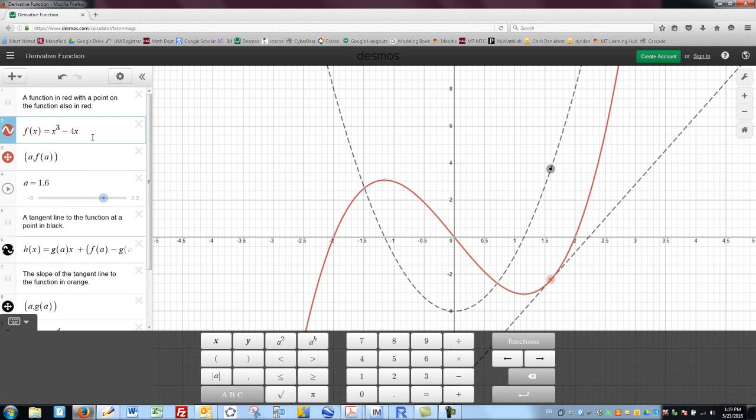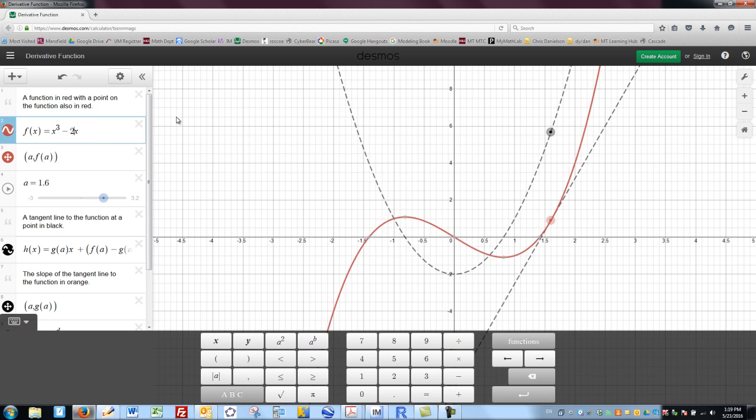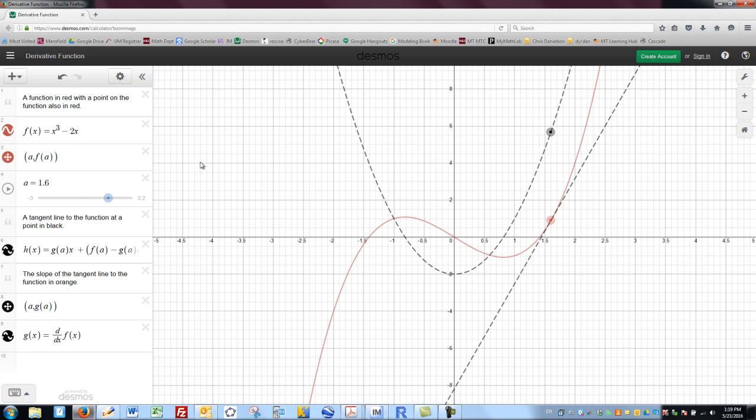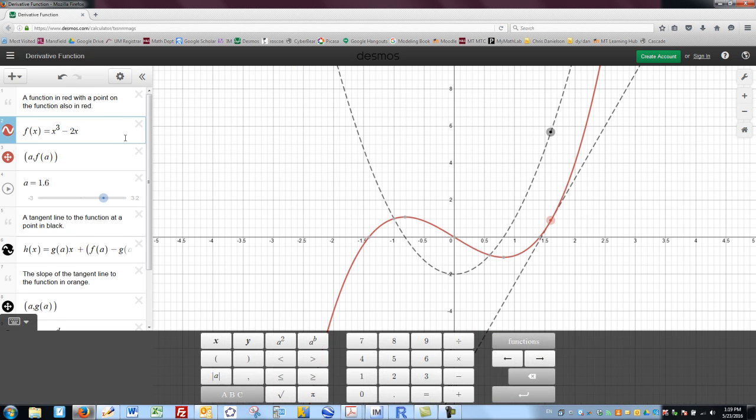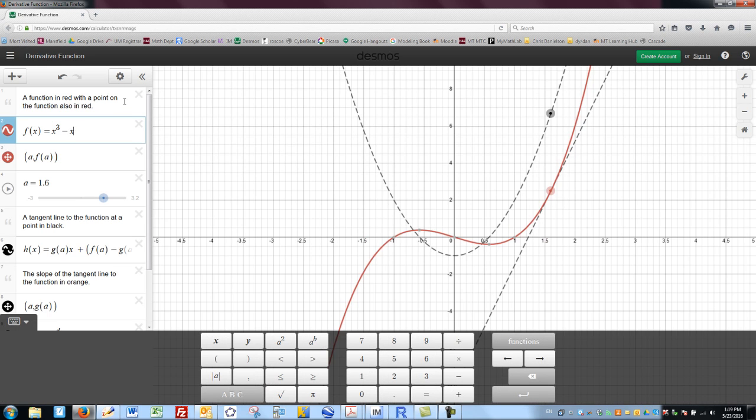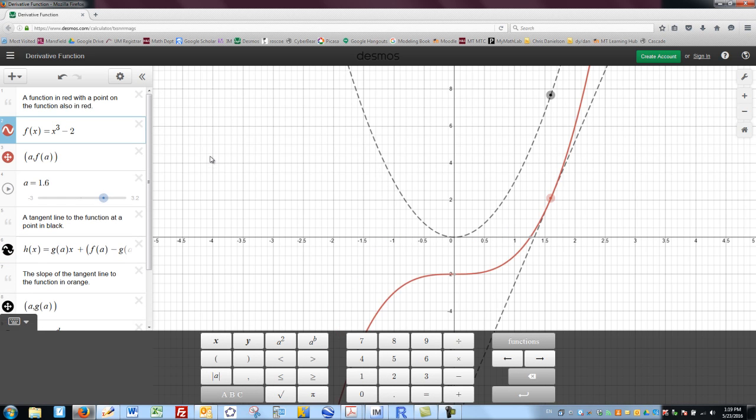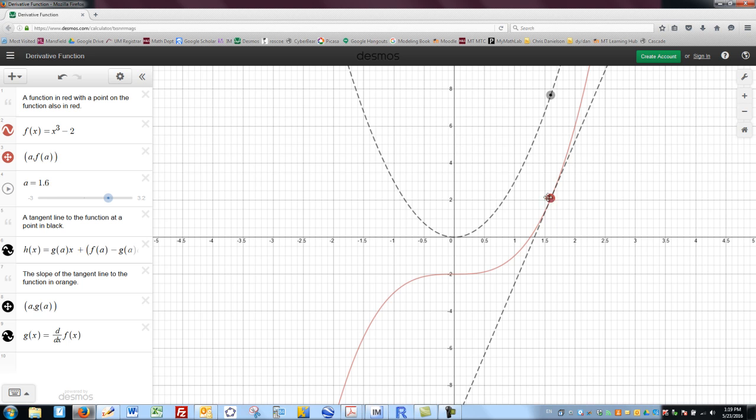I do want you to be aware that you can change this function in any way you want up here. So if, for example, you wanted to put x to the third plus 2x instead, you would get this picture, quite similar. I don't see anything really different there. But what if we just had minus 2? Well, there's something very different, it looks like. So now the function, drag, and we can see that its derivative function is, well, seems to be somewhat the same in its shape, just in a different position.